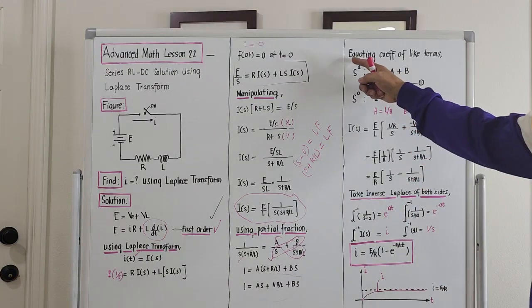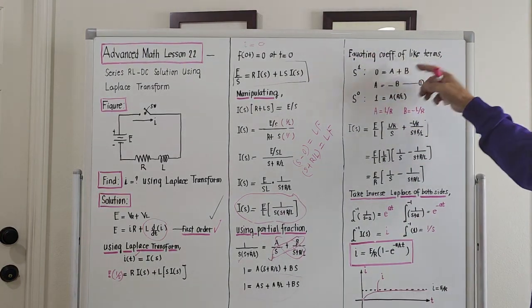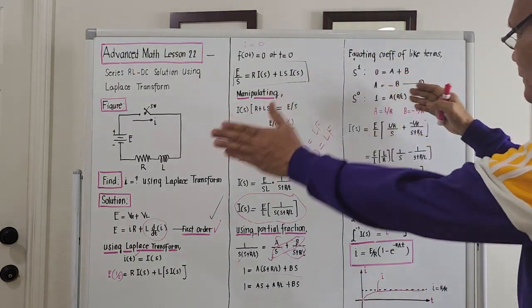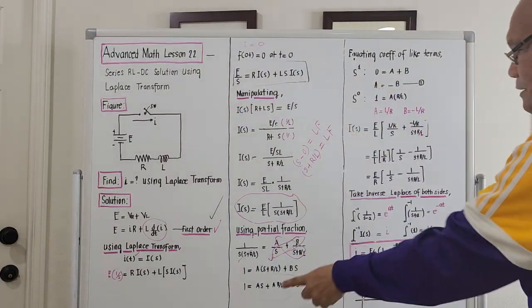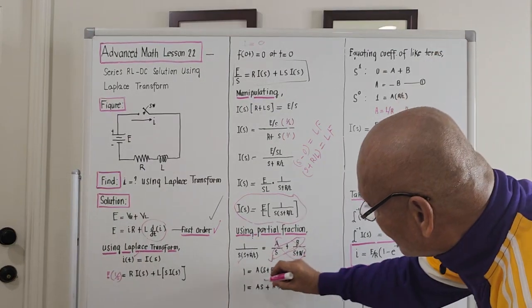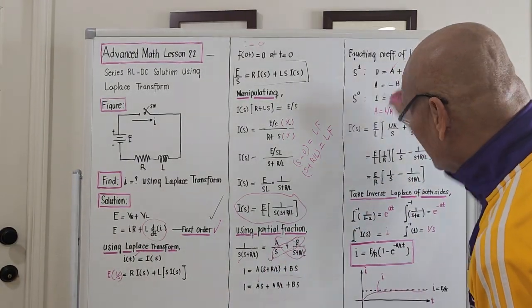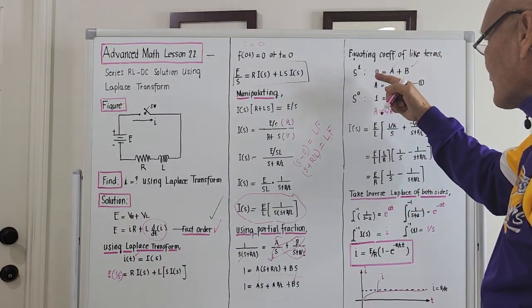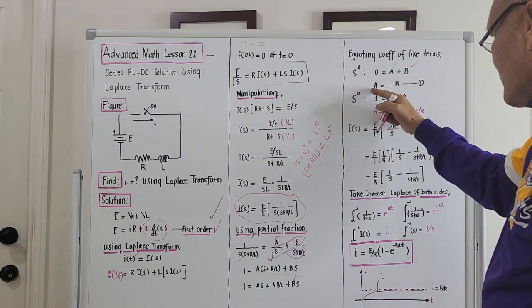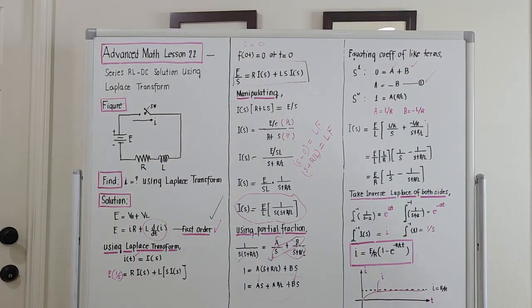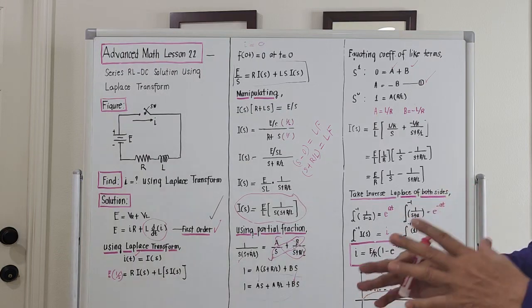So equating coefficients of like terms, we will start with the term S to the first power. For the left hand side, the S to the first power is nothing, right? So it will be 0. For the right hand side, there is a coefficient A and there is a coefficient B. So this is A plus B, and this should be equal to 0 because there is no S on the left. So actually A is equal to negative B, or B is equal to negative A. We call it equation number 1. This is the algebra portion. That's why I told you we needed an algebraic manipulation.